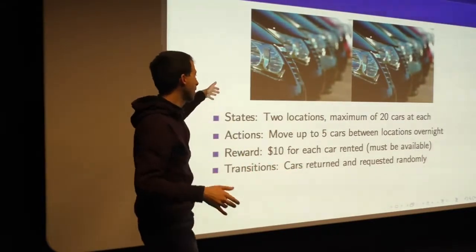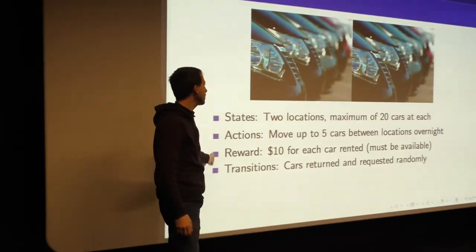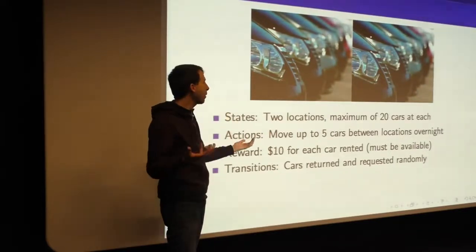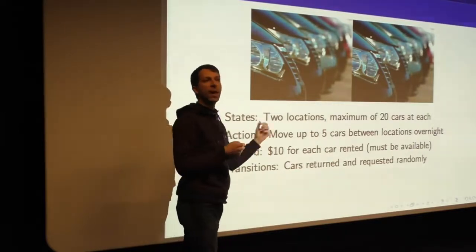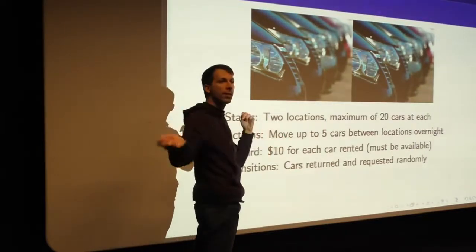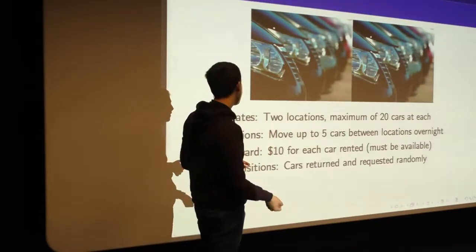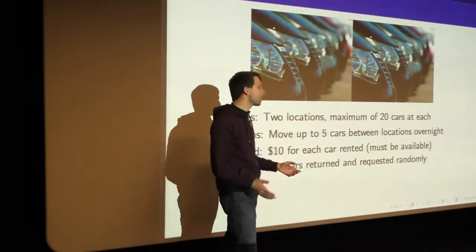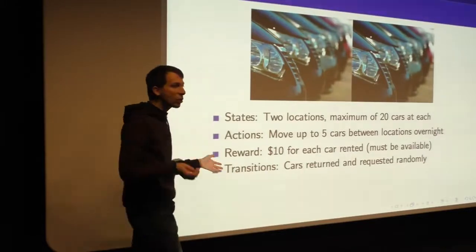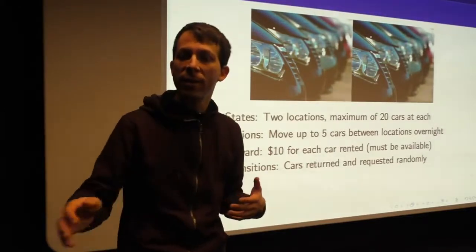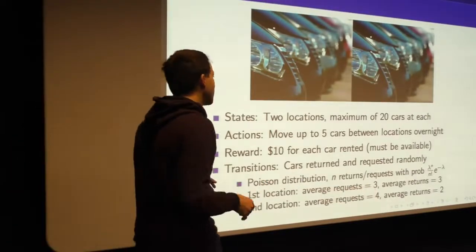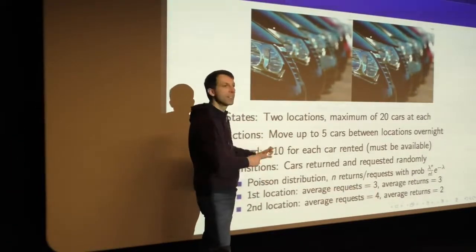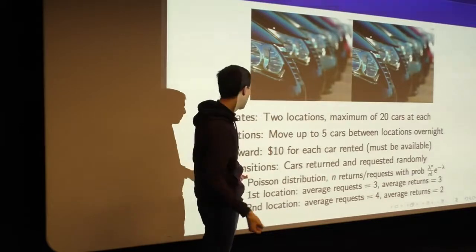We can formalize this as an MDP very simply by considering the states to be how many cars we have in the two locations. The actions are how many cars, from -5 to +5, we move from location A to location B every night. Reward is $10 per car that's rented. Transitions are the actual return and request process. I don't want to get into the details of it. There's some Poisson distribution determining this random process in the example.